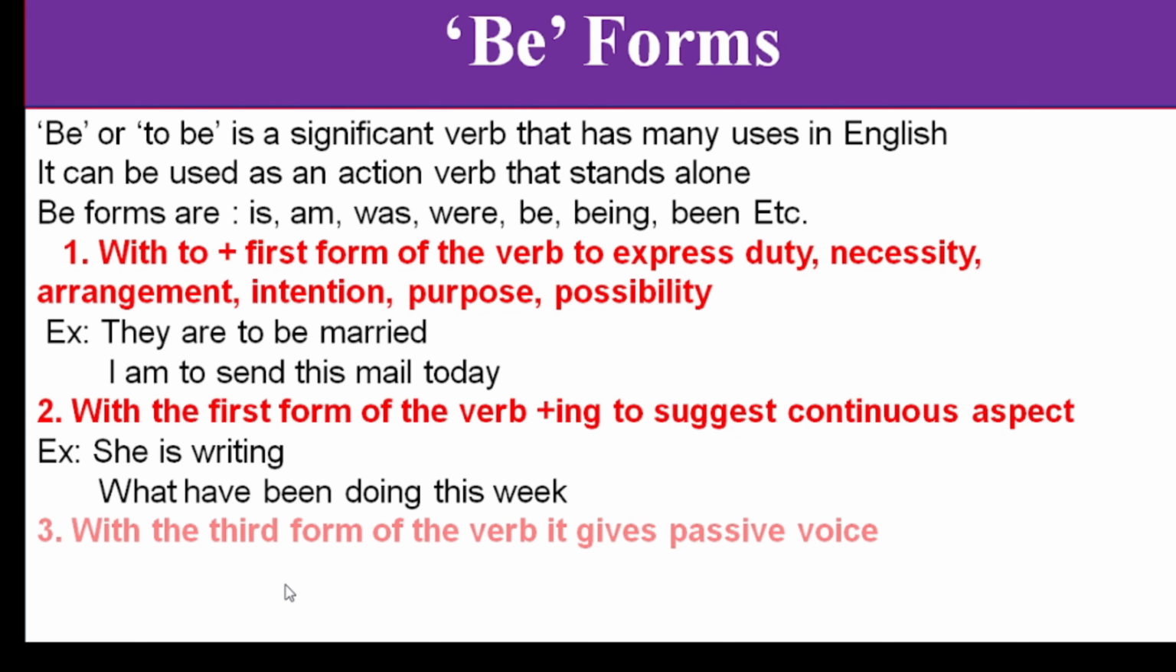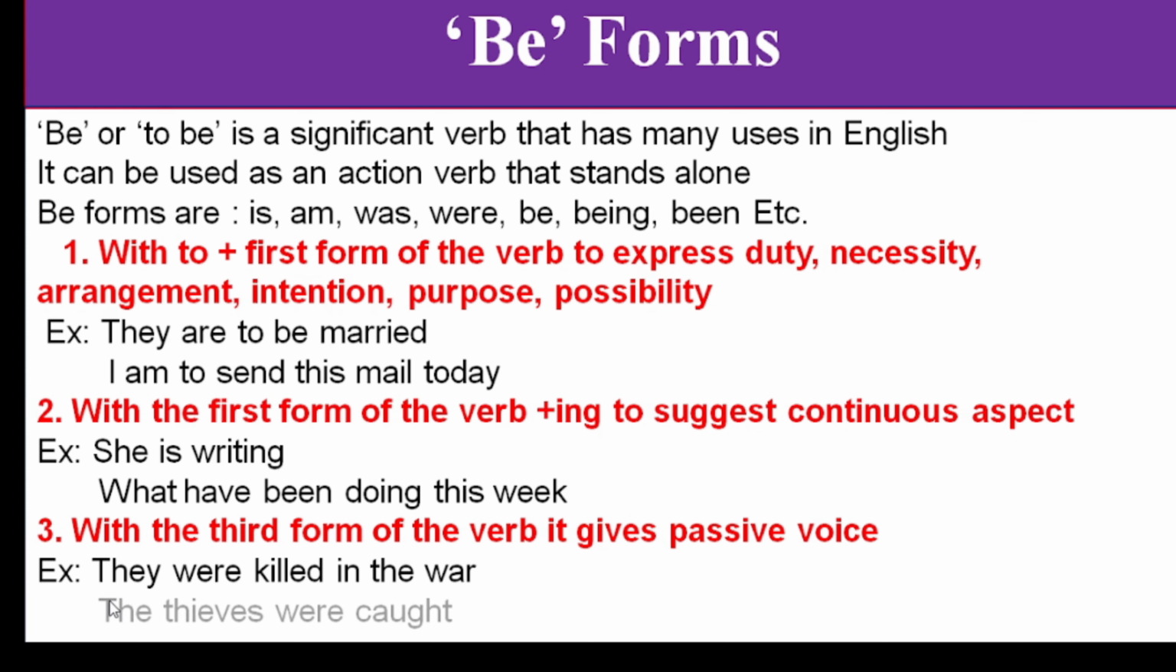Now look at the third one. With the third form of the verb, it gives a passive voice. Look at the example, they were killed in the war. So this is in the passive voice because who killed them we do not know. So we are just using the passive voice here, that is, they were killed in the war. So these are all the examples of the be forms. Now, the thieves were caught.